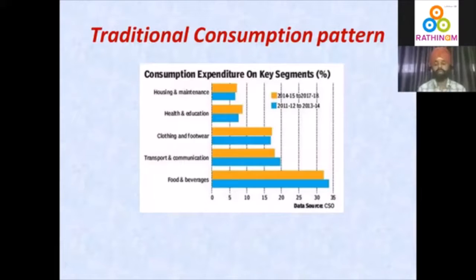Transport and communication. Yes, transport costs have come down, but communication costs have gone up. So your spending on Netflix or Amazon Prime or on data has gone up, but your travel has come down. So you find the net effect of this transport and communication sector spending to be nearly stagnant.